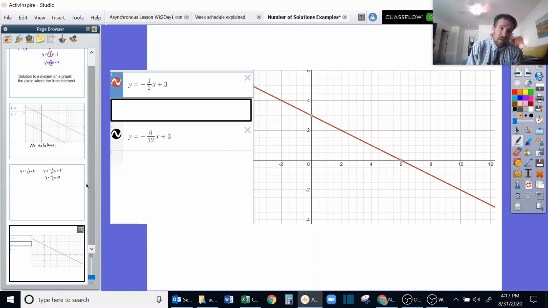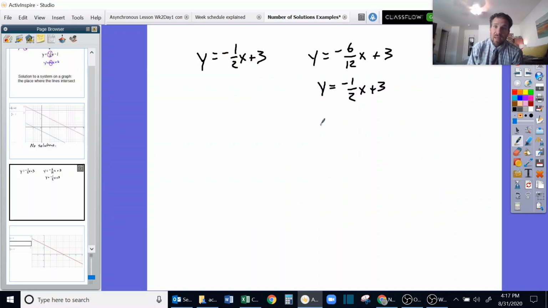So if we were to get a system like this, and we would see that they have the same slope and the same y-intercept, so same slope, negative 1/2, same y-intercept, positive 3, we would say that this has an infinite number of solutions. And again, we would have to do no solving to do that. We would just be looking at those equations and thinking about them as lines.